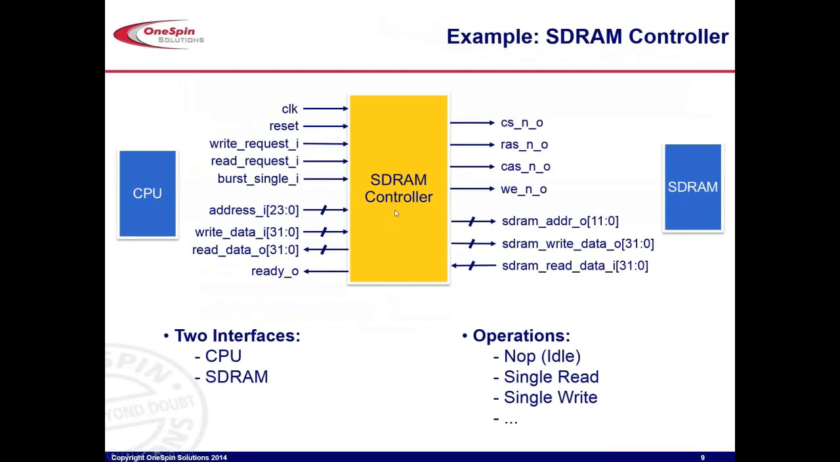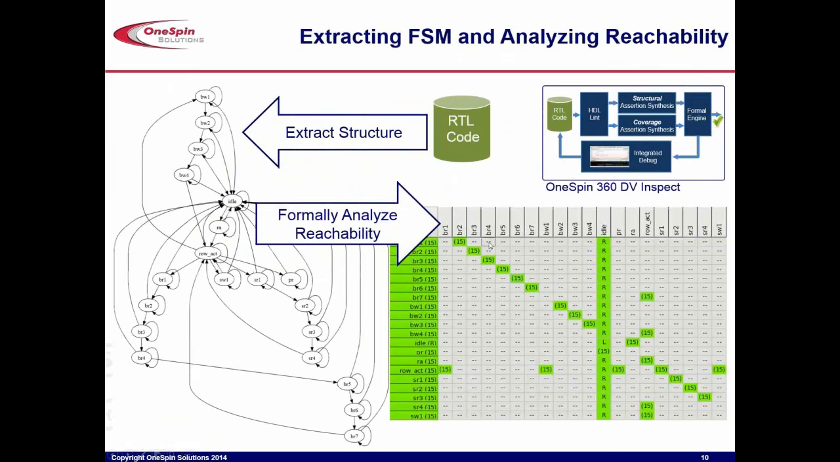In this case, an SDRAM controller, just two sides and two interfaces and a few operations like reading and writing, pretty much standard. So what you can do with the formal tool is actually extract the structure of the finite state machines from the RTL automatically, and then run a formal analysis on the reachability of these transitions and states, and you can depict that in a matrix here, showing which state is reachable by which transition.